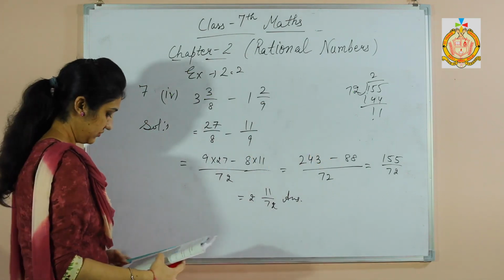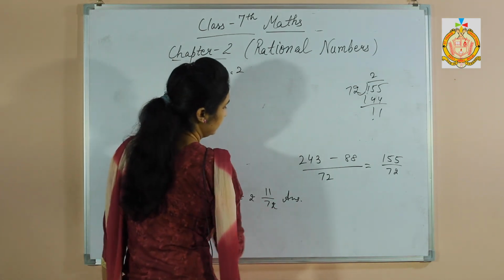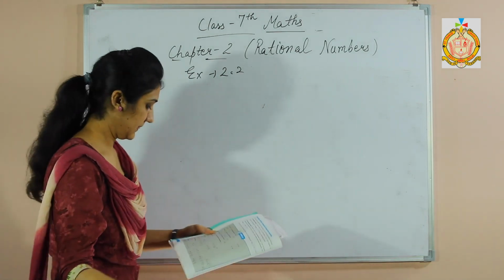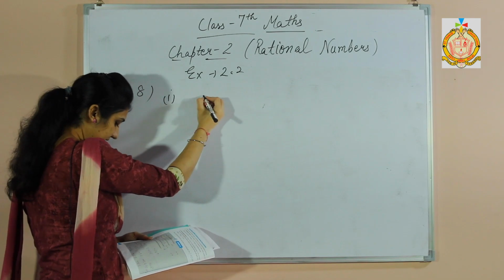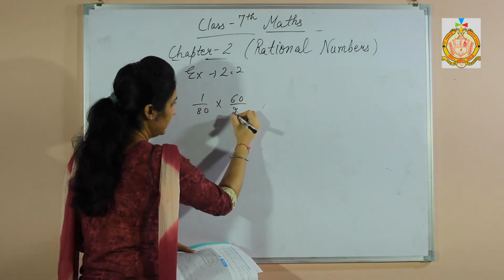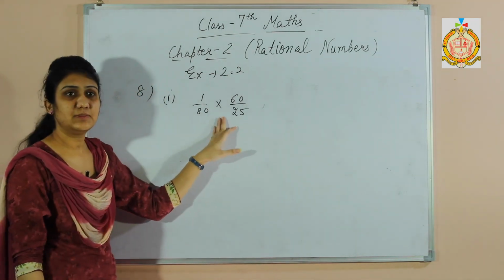Next we shall do part 8, question number 1. The question is 1 upon 8 into 60.25. Student, here is a multiplication symbol.